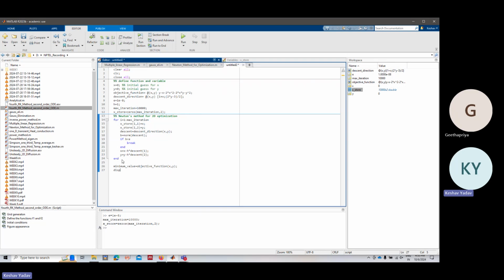Now I want to display. Suppose I want to display iterations. I want to display what? Now I want to display x and y.